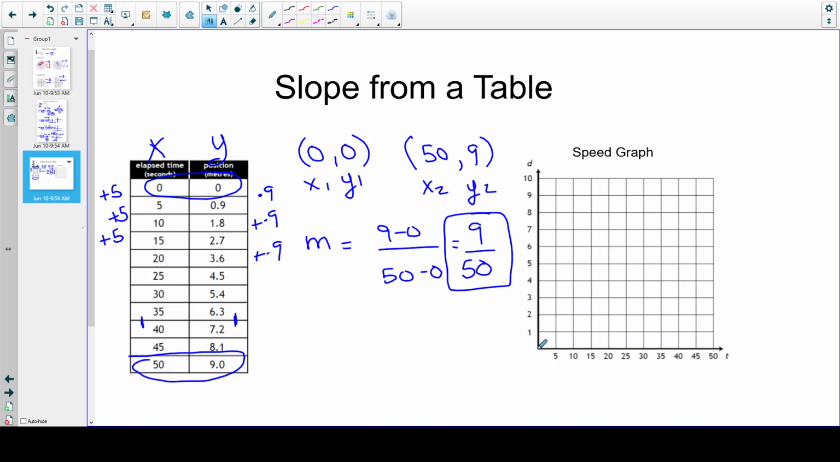And now I can graph this. I only need 2 points to graph a line. I know I have the point 0, 0. I know I have the point 5, 0.9. So those are the only 2 points I'm going to use. And then I'm going to connect those two with a straight line.